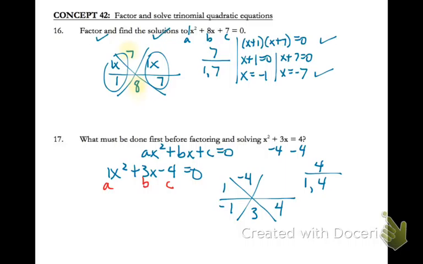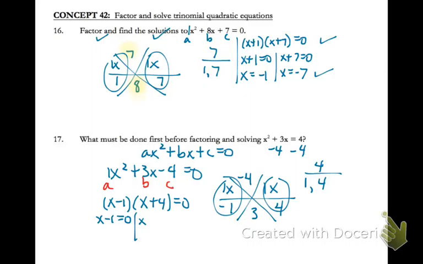So we'll place our a values and a single variable here, and then write our factors. X minus 1 times x plus 4 equals 0. Now let's set them both equal to 0 and solve. Add 1 to both sides and then subtract 4.